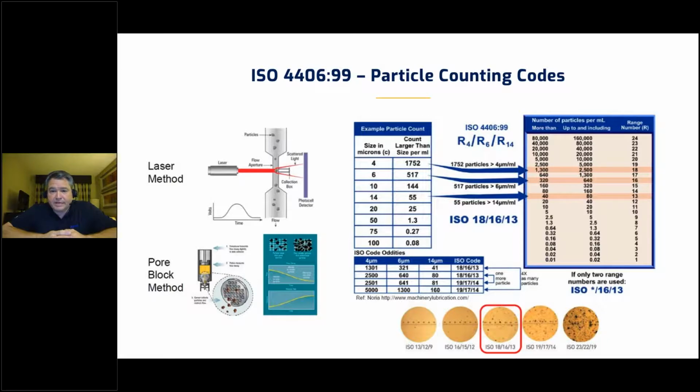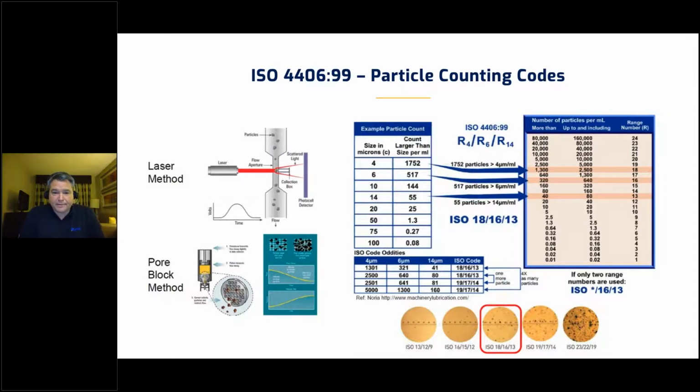One thing you'll notice is that each one of the numbers doubles. So you have 20 to 40, 40 to 80, 80 to 160, and so forth. So it's a doubling factor to give you a range, but it gives you a number, that 13, 16, 18, or 18, 16, 13 is how it'd be reported. So 1,700 particles fall in between 1,300 and 2,500. So it's a useful way to measure contaminants in real time.